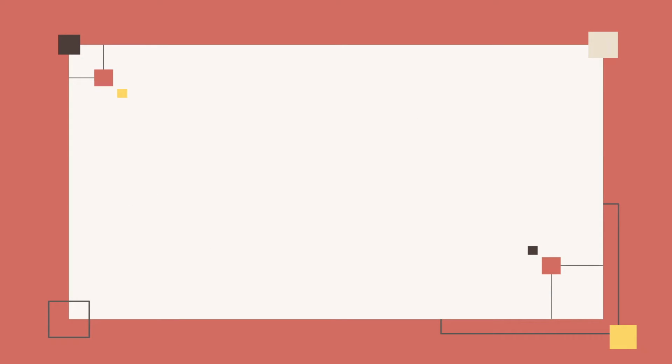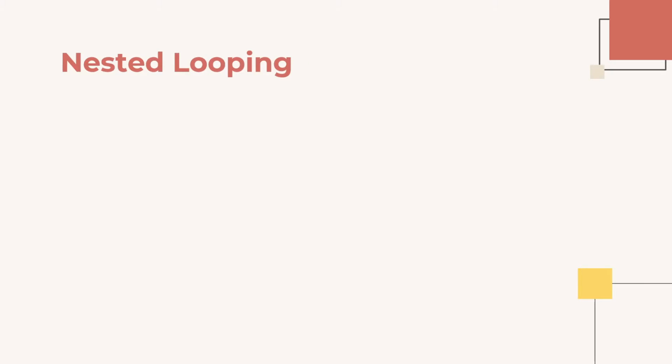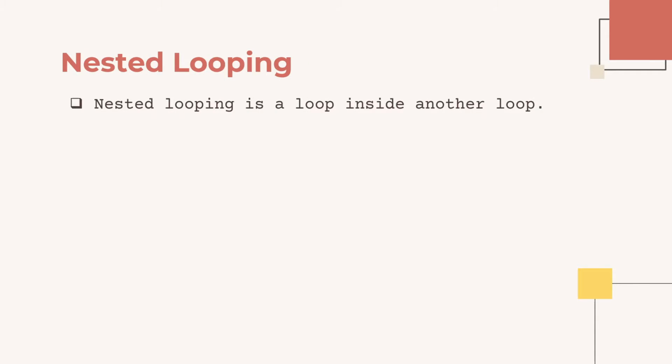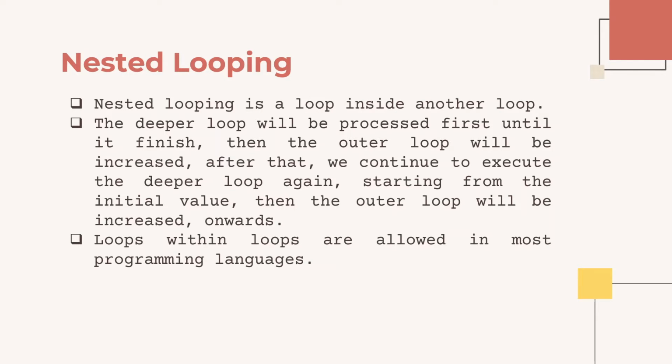Next, we are going to discuss nested looping. Nested looping is a loop inside another loop. The deeper loop will be processed first until it finishes. Then the outer loop will be increased. After that, we continue to execute the deeper loop again, starting from the initial value. Then the outer loop will be increased again, and so onwards. Loops within loops are allowed in most programming languages.